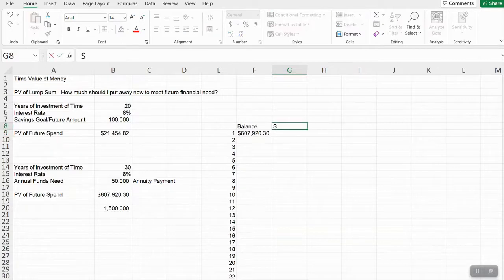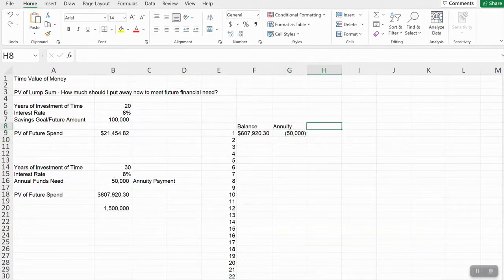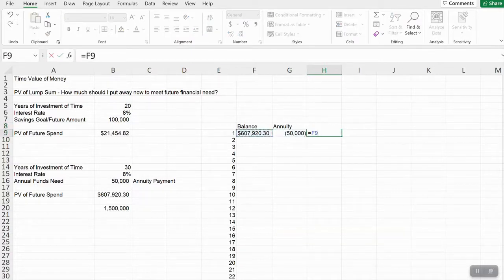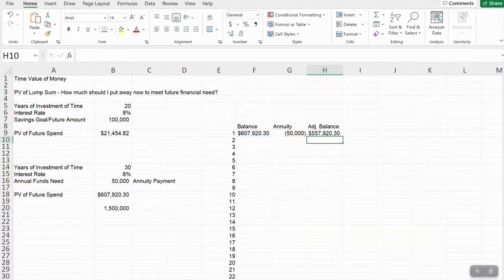Well, my annuity that I'm going to spend is $50,000 a year. So we'll go ahead and assume that's reducing my balance. And then I'm going to have my adjusted balance, which is just my beginning of year, plus my negative payment, or reduced for my payment.